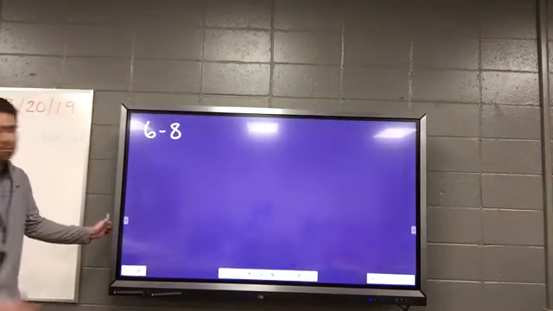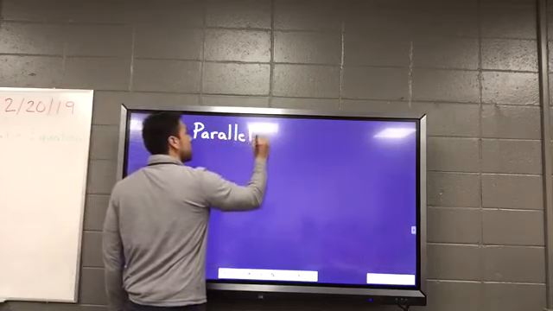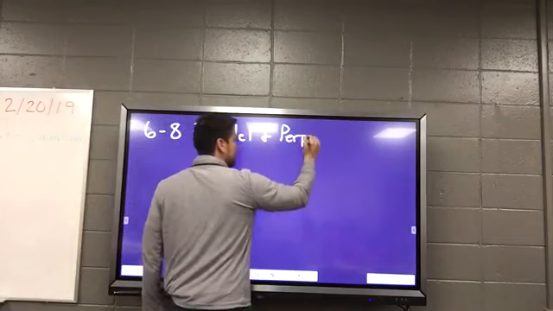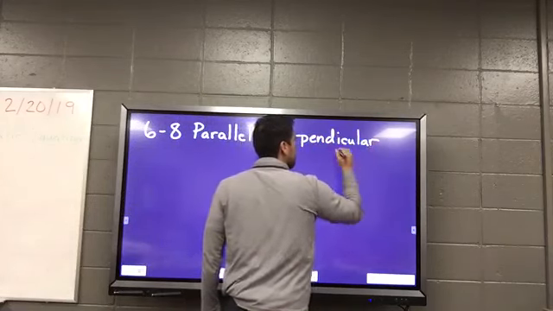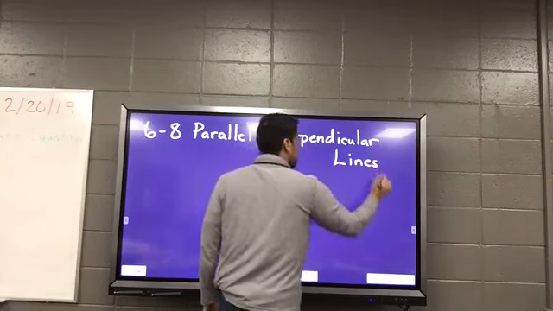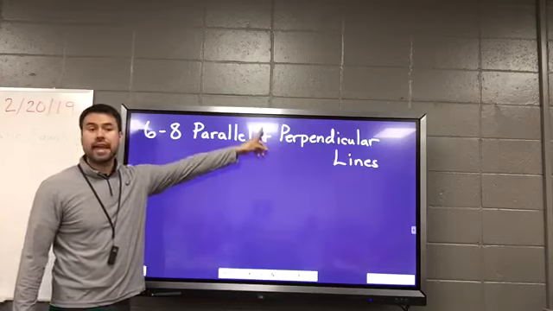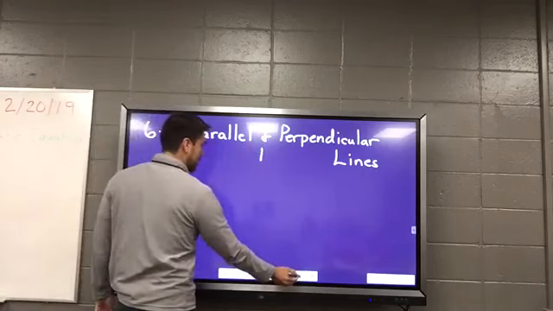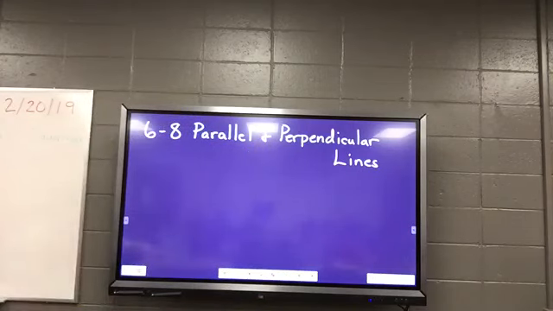All right, 6-8, we're talking about parallel and perpendicular lines. Sorry, I assume people knew this symbol right here. This is not a plus sign, it's an and sign. A plus sign would be more like that. And I'll try to make that clear. It's an and, just so you don't have to write the word and if you don't want. We're talking about two things today, parallel and perpendicular lines.